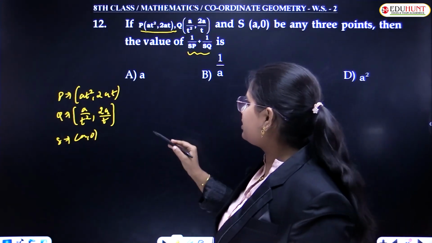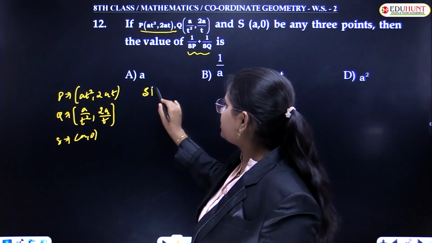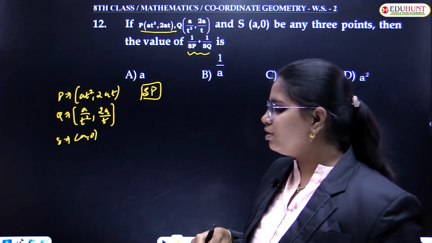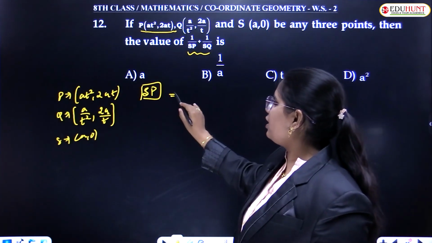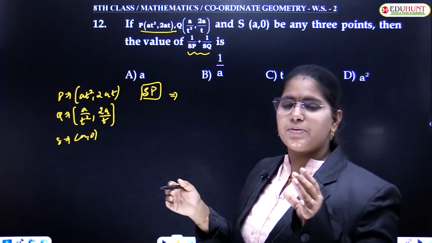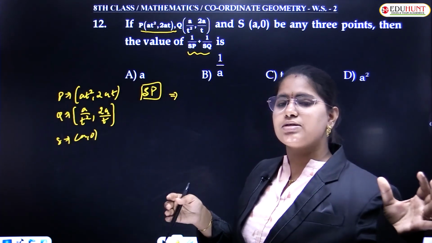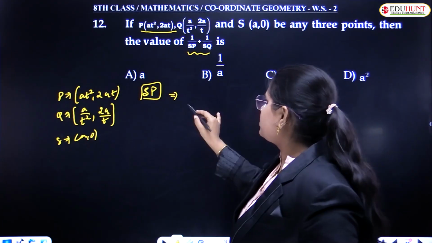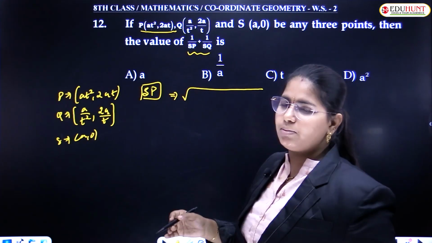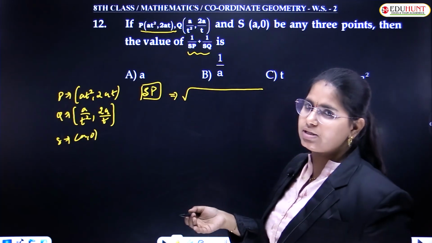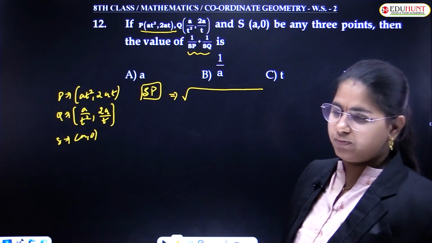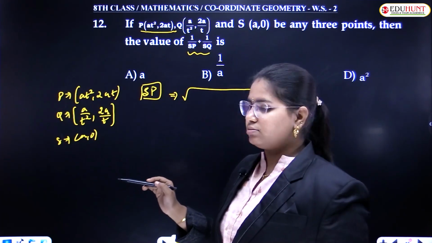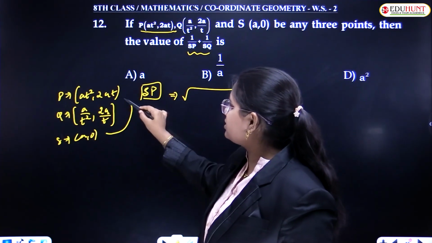Simple. So first let me find the distance. First let me find the value of SP, and then I will substitute it in the question. How do you find the value of SP? SP denotes the distance from S point to P point. What is the distance between two points formula? Root of (x2 minus x1) whole square plus (y2 minus y1) whole square.